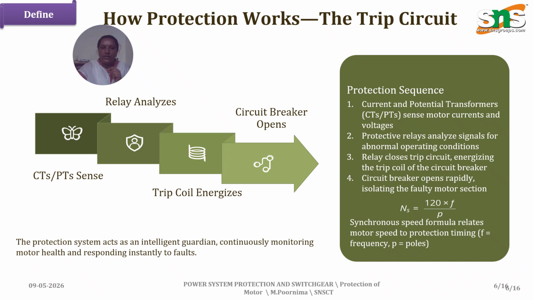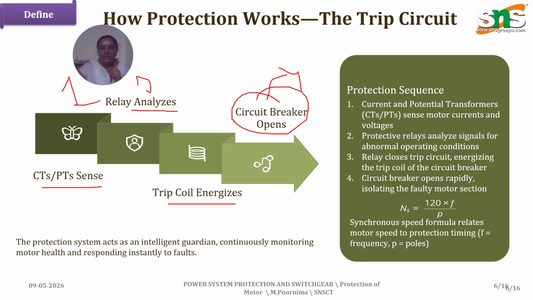Now coming to how protection works through the trip circuit. So here comes what happens. CTs and PTs send the current or voltage. If it exceeds the preset value, the relay analyzes that it exceeds the preset value. Then the trip coil is energized, and once it energizes, the circuit breaker opens. So this is the first stage, second stage, third stage, and finally the fourth stage, the circuit breaker opens.